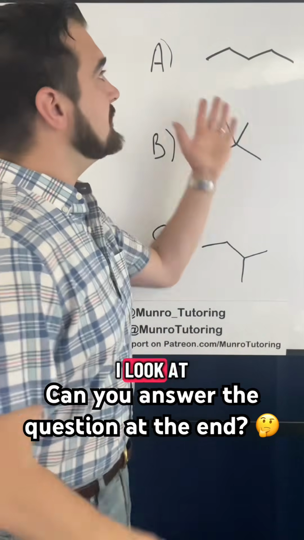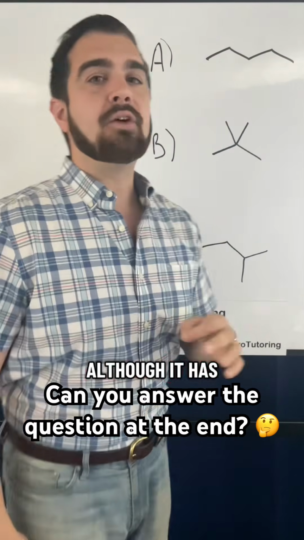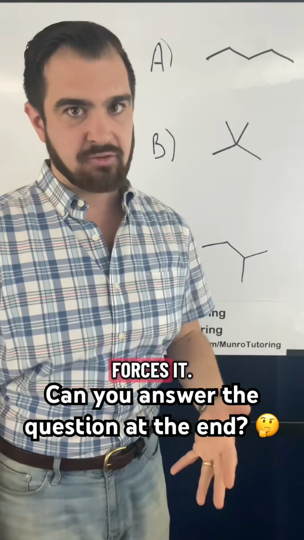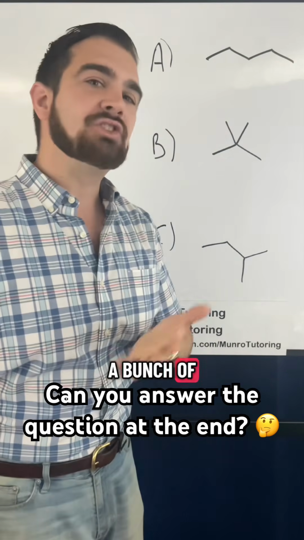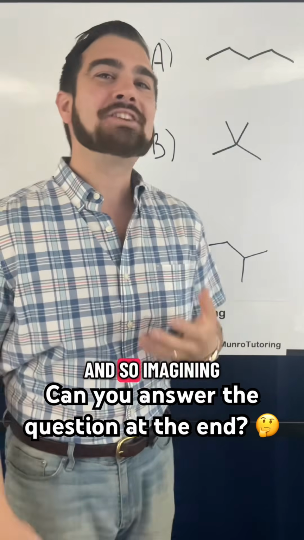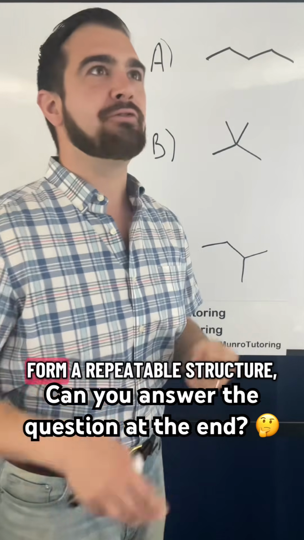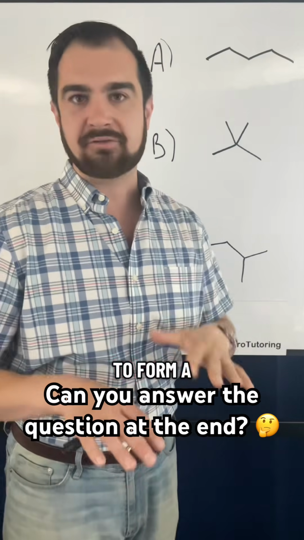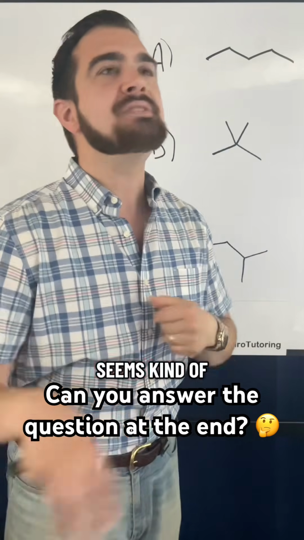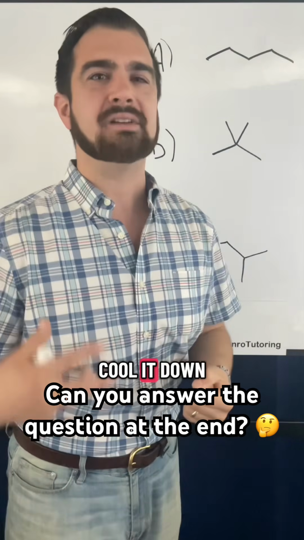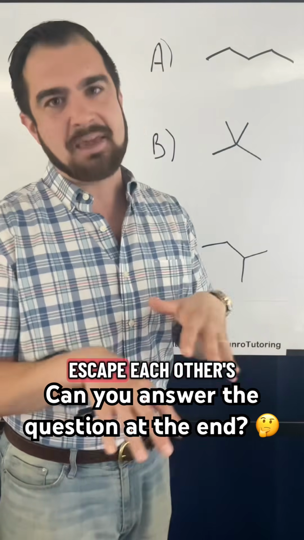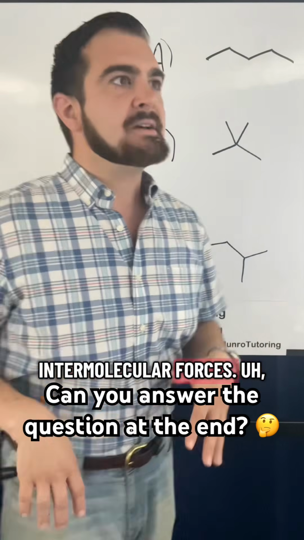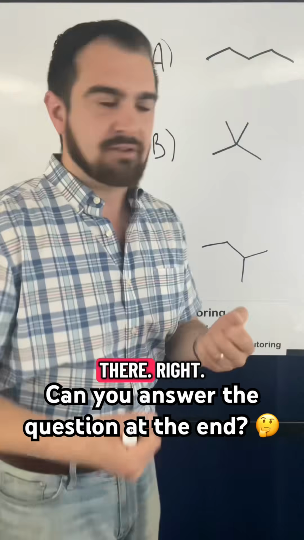And so if I look at n-pentane, although it has the strongest dispersion forces, it having this structure makes it kind of like having a bunch of worms in a bucket. And so imagining trying to form a repeatable structure to form a crystal, a solid, seems kind of like a feat. Like you're going to really have to cool it down so that they get into this organized fashion where they cannot escape each other's intermolecular forces, and so that they're rigidly stuck there, right?